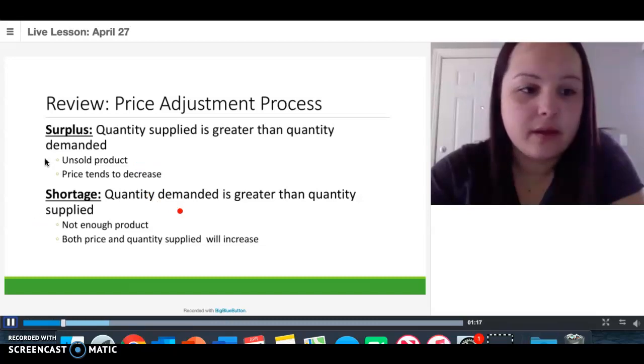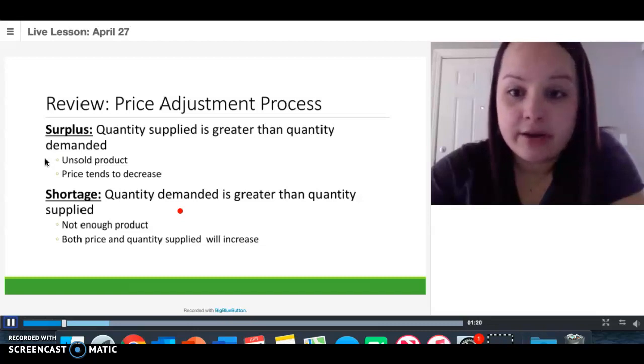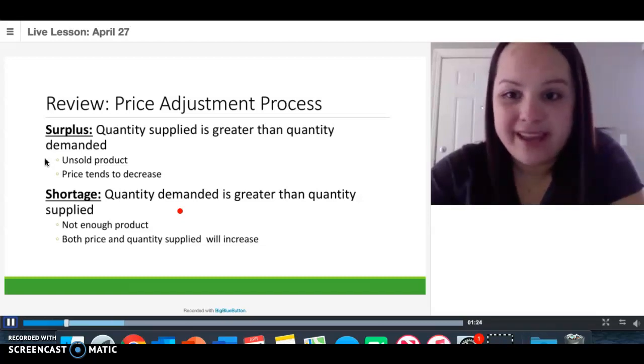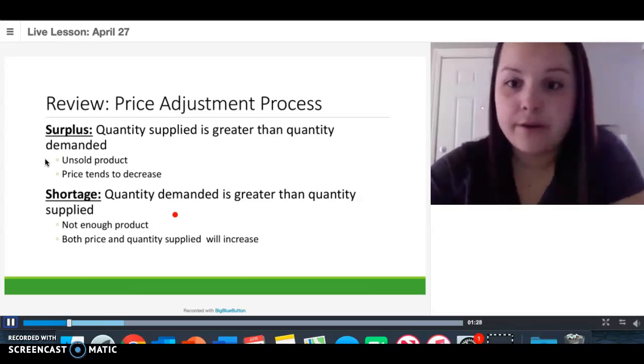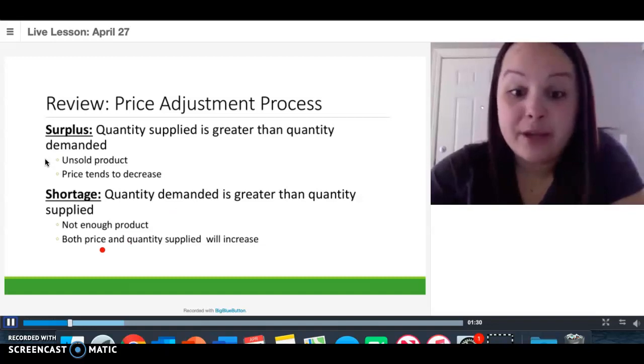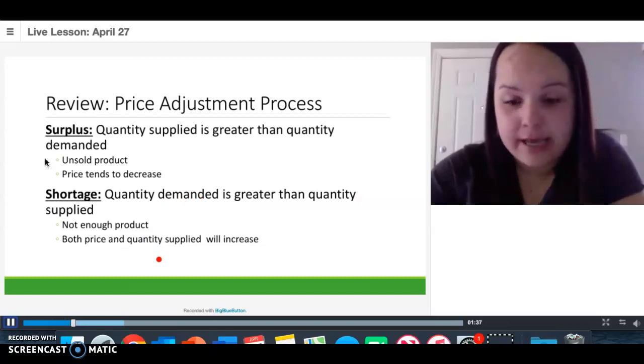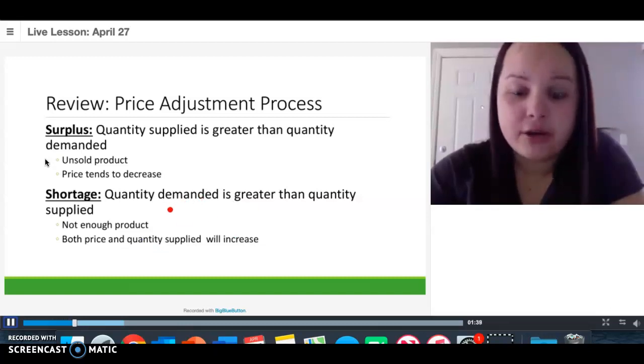This is when the quantity demanded is greater than the quantity supplied. So there's not enough product to go around. Think of like hand sanitizer within the last month. Hard to find hand sanitizer anywhere, and if you do, it's usually at a much higher price than what it normally goes for. So eventually the quantity supplied of that product, like hand sanitizer, will eventually increase to meet the demand for that product.